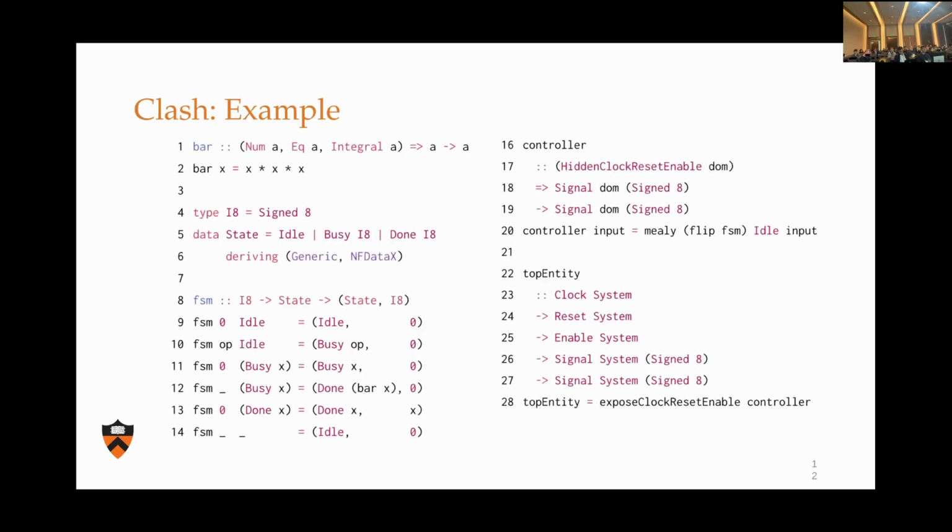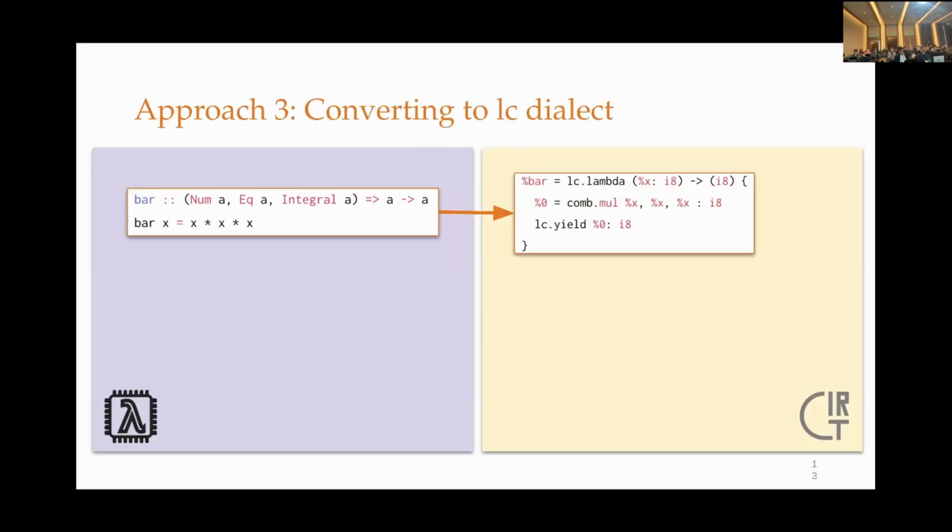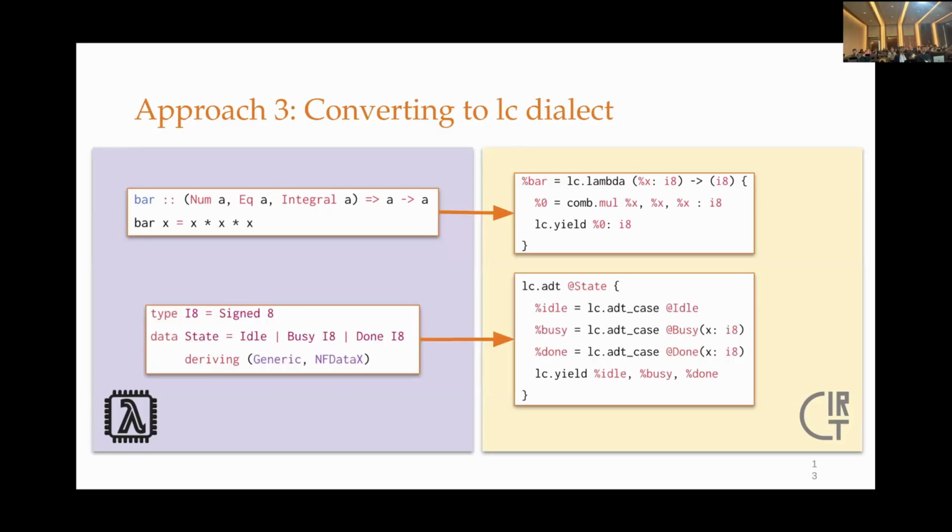So I'm going to quickly walk you through an example. We have our example from before. It's a finite state machine. So how do we encode each part? We can encode general computation. The specialty dialect we're introducing is called the LC dialect, for lambda calculus. It can support lambdas here, like we can see with our general computation, and it can support ADTs.